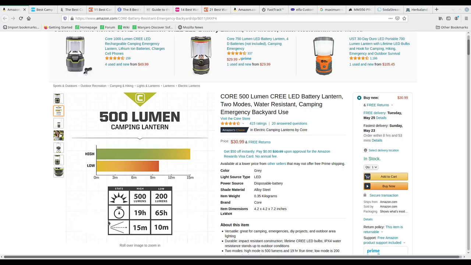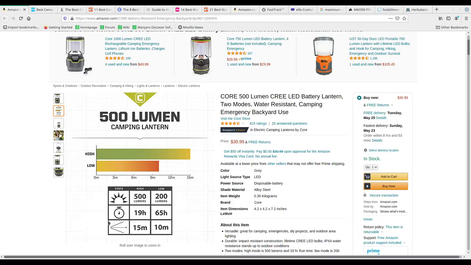It's a 200 or 500 lumen setting camping lantern that uses 3 D batteries. D batteries are not that common, but you can still buy them. You just have to look around.